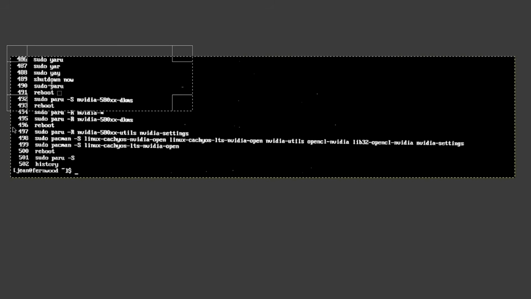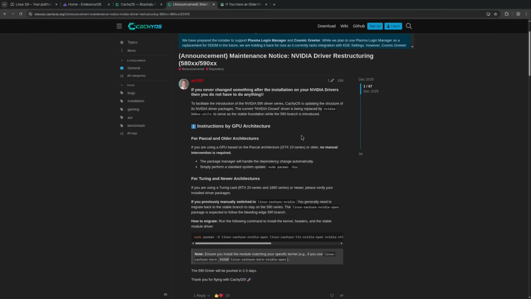So here we see the commands I ran: sudo paru -R for removing those and installing the recommended linux-cachyos packages. I'm running an NVIDIA GTX 1660. This card is right on the edge of the architecture changes Arch Linux recently implemented, and the lead developer of EndeavourOS actually posted an announcement in December, as we see here, explaining that NVIDIA drivers were being restructured. They mentioned that if you hadn't changed anything after the initial installation, you shouldn't have to do anything. But for my system, that's kind of a lie.